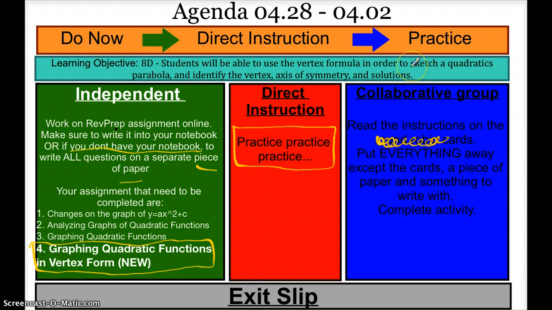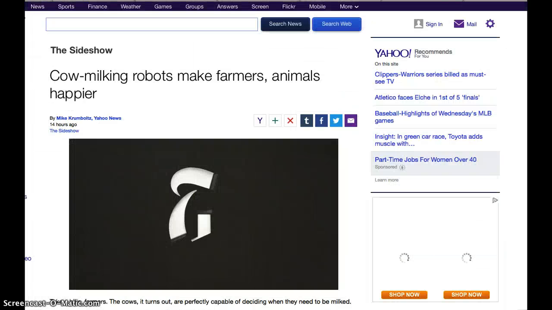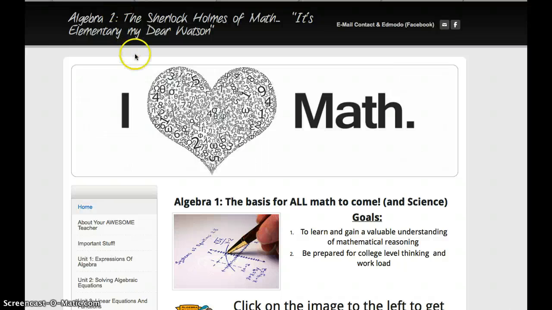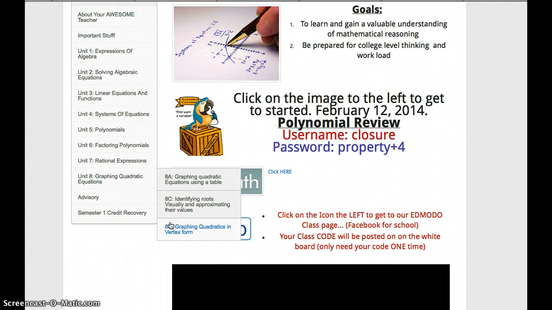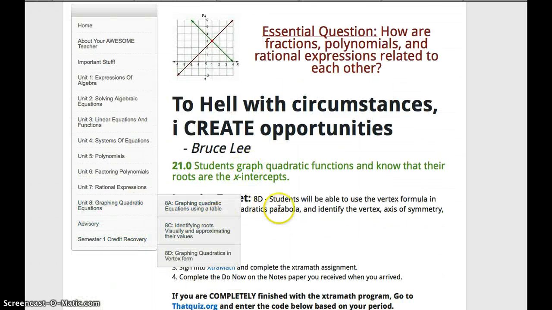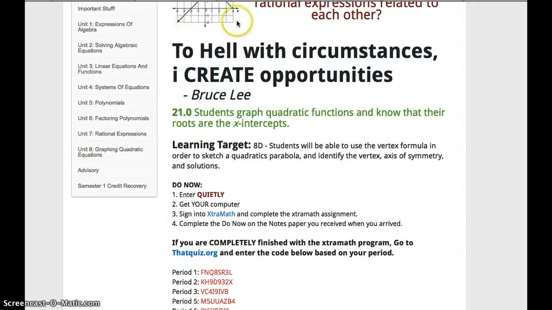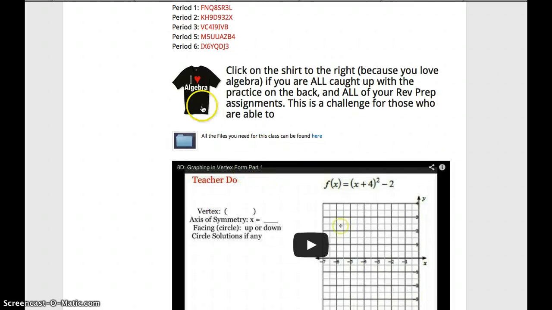If you go online to the school website, and you go to 8C, here's your code of the day. Here's all your instructions. If you're all done with everything, do this last.